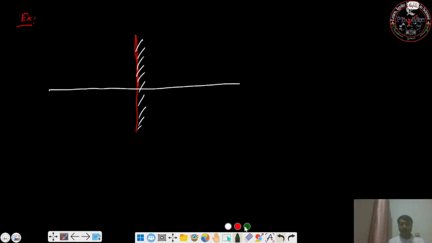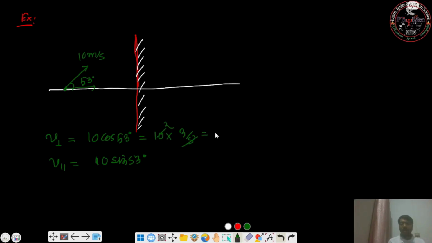And there is an object here, and this object is moving at 10 meters per second, making an angle of 53 degrees with this. So here also we will find the velocity component perpendicular, which will be 10 cos 53 degrees, and the velocity component parallel will be 10 sin 53 degrees. Okay. Now see, if you are asked to find this, 10 cos 53 is how much? cos 53 is 3 by 5. So 10 into 3 by 5 is 6 meters per second, and the other will be 10 into sin 53, which is 4 by 5, so it is 8 meters per second.